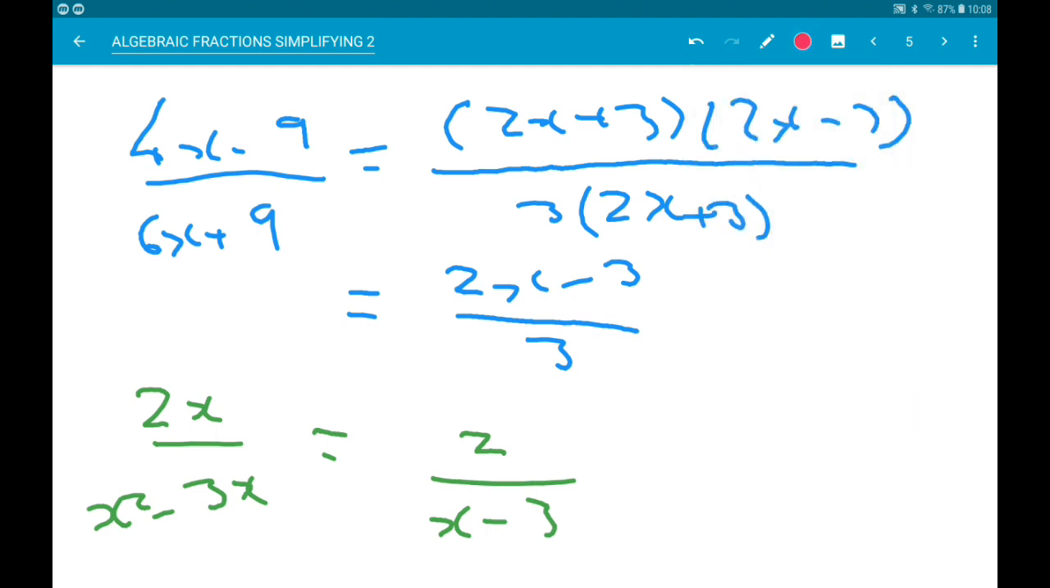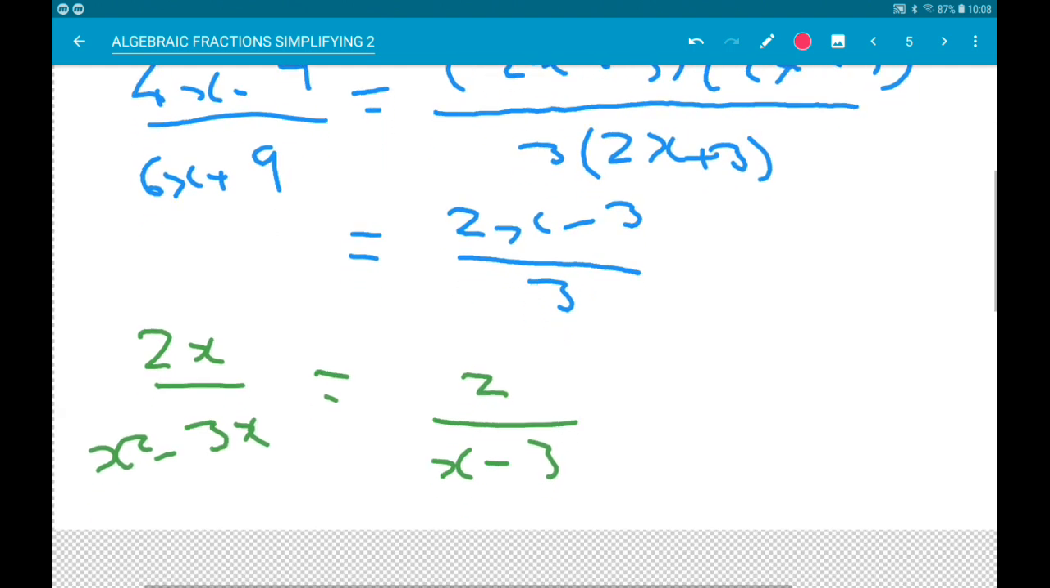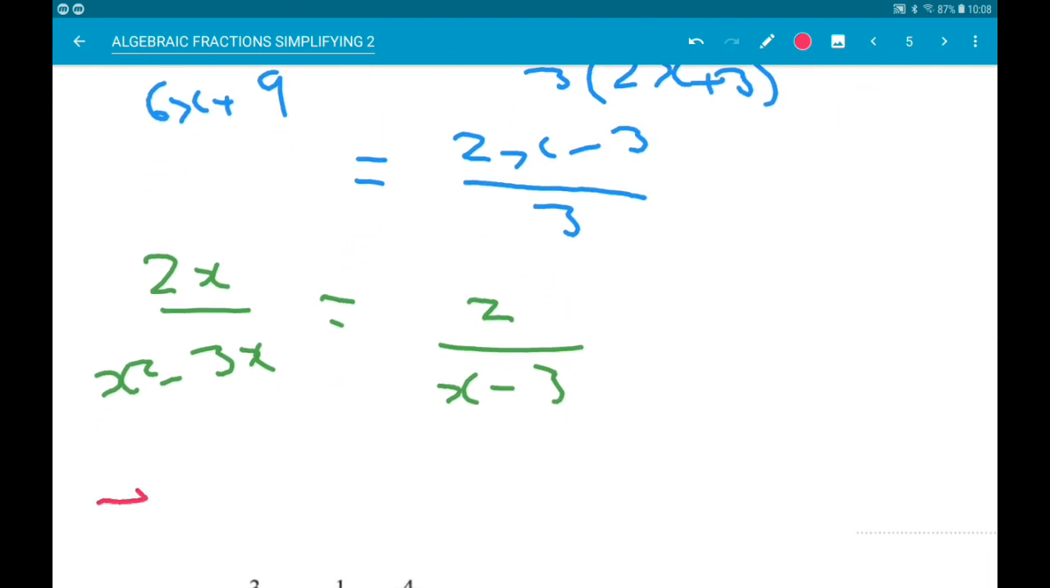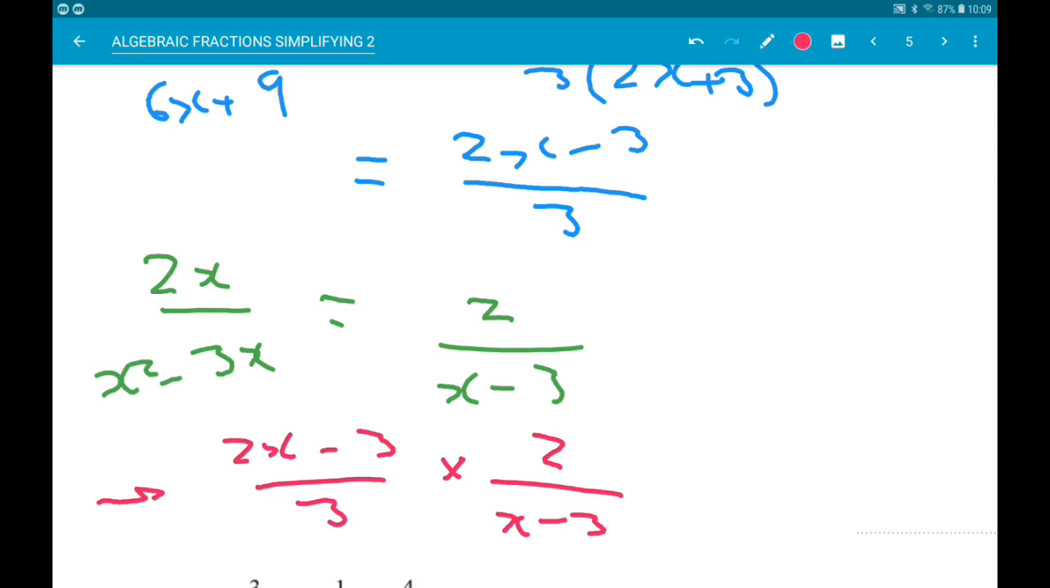And now our question is (2x minus 3) over 3 times 2 over (x minus 3). So on top, we're going to get 4x minus 6. And on the bottom, we are going to get 3x minus 9.